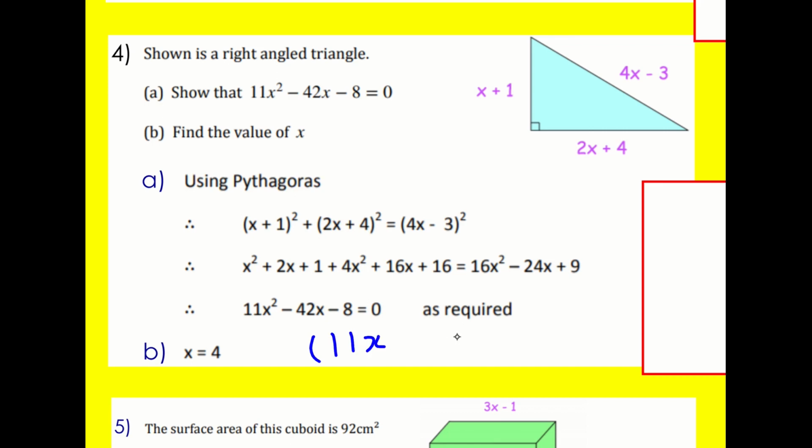It's got to be 11x and x. Sorry, my pen stopped working there. Bit of lag going on.